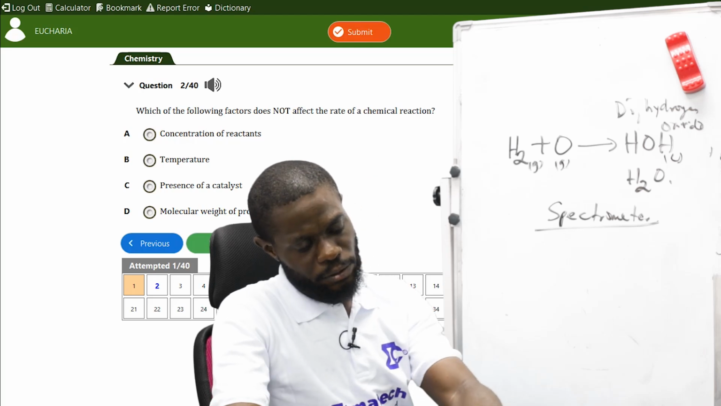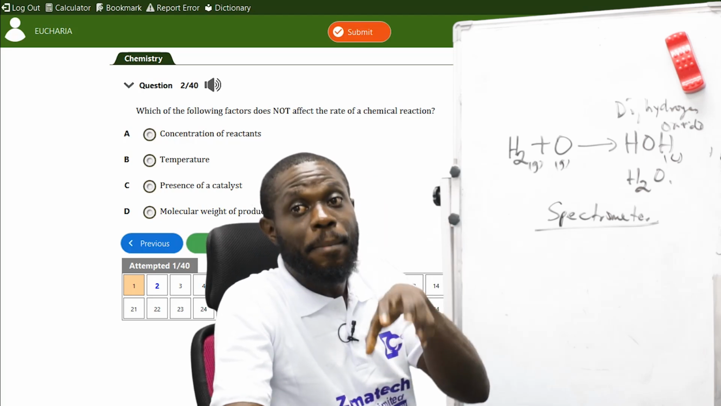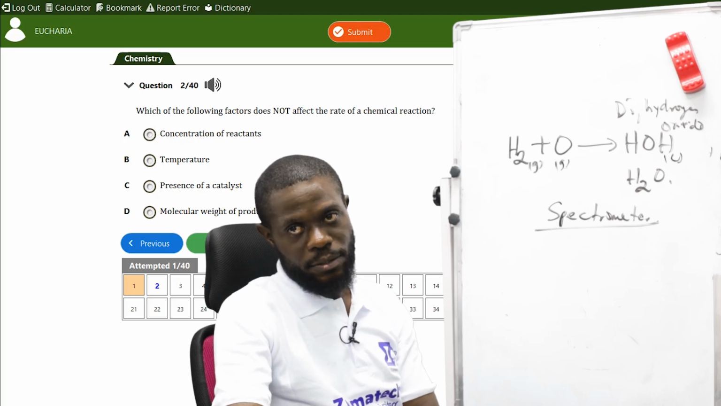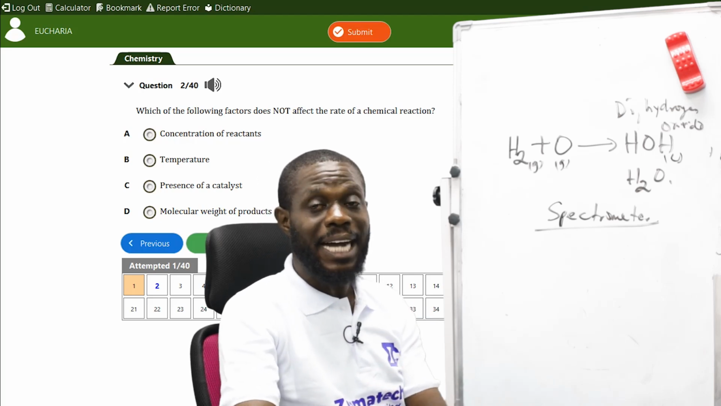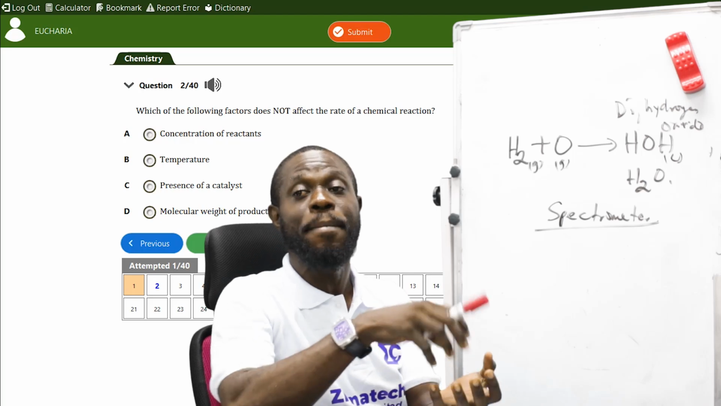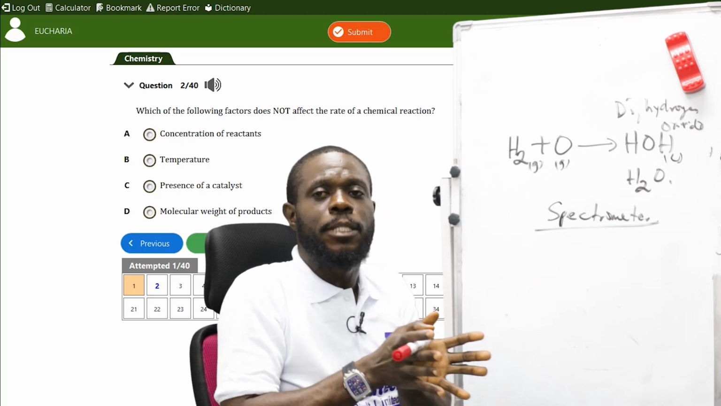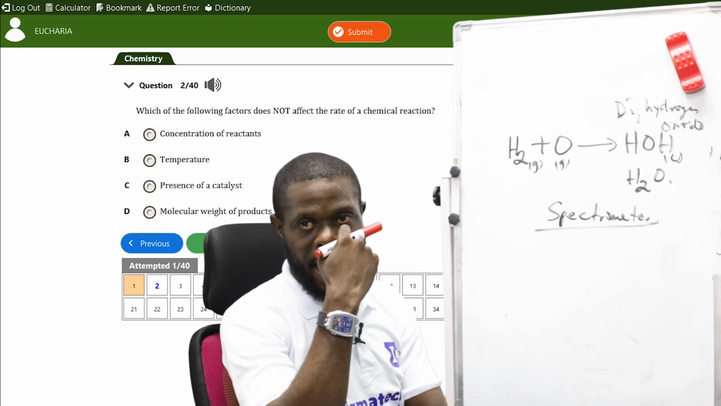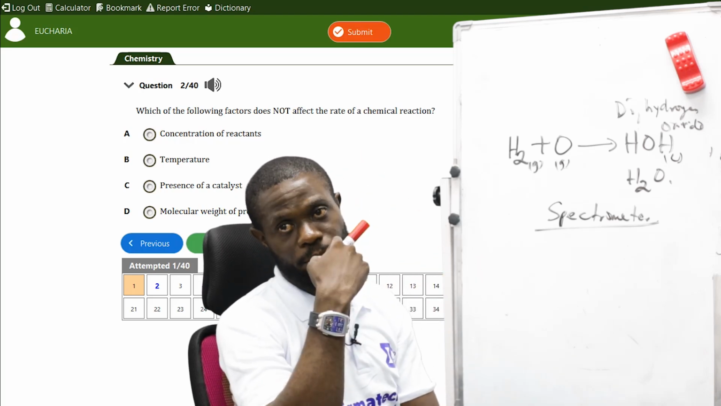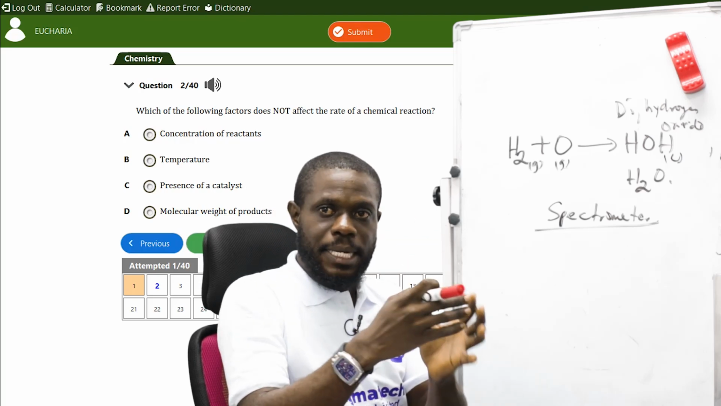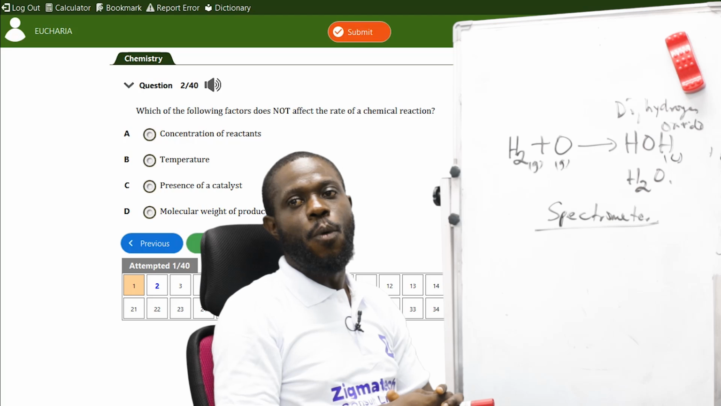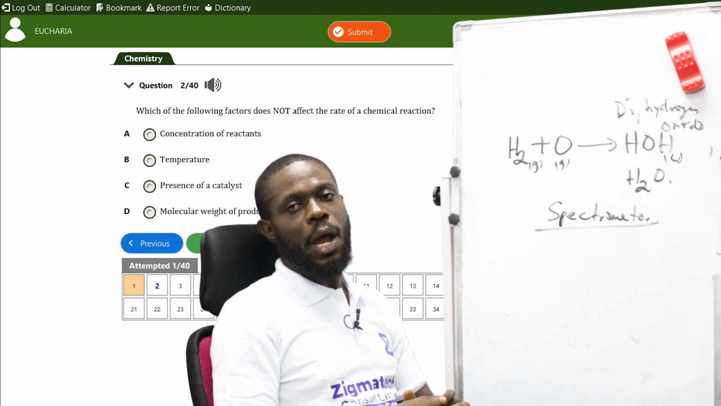a catalyst is any substance that takes part in a chemical reaction and remains the same afterwards. So from the definition, you know that a catalyst takes part in a chemical reaction. That means it speeds up the reaction, but it remains the same after the reaction. It does not change. So the presence of a catalyst affects the rate. Now, if you check the molecular weight of the product, the molecular weight does not affect.